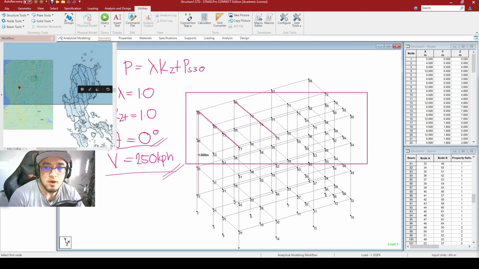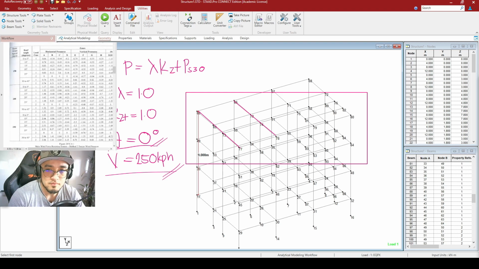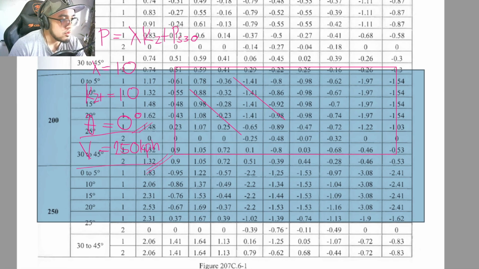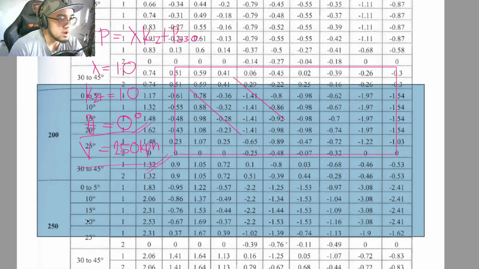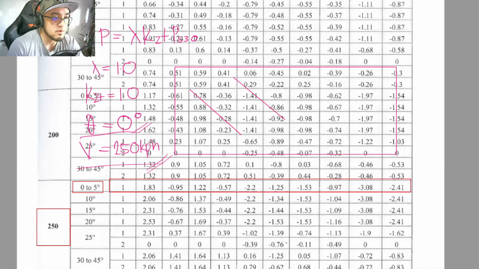So with such, we can now use the table that I have shown you a while ago, which is this one right here. This is for your basic wind speed 250, and this is for your roof angle. If I zoom this in, we will be making use of this row right here. Since our wind speed is 250 and our roof slope is 0 to 5%, or 0 to 5 degrees I should say, we would be making use of these ones right here in the table. So this is for Zone A, this is for Zone B, Zone C, Zone D, and so on.